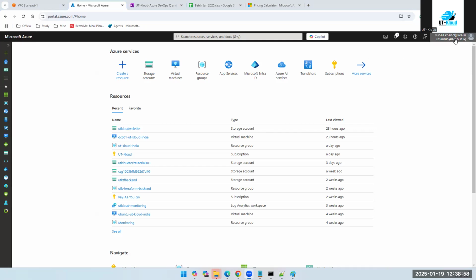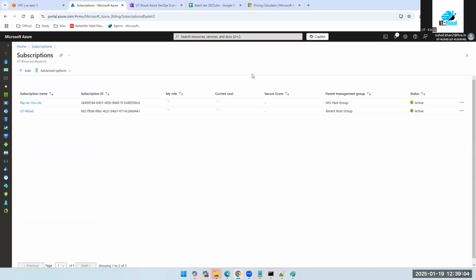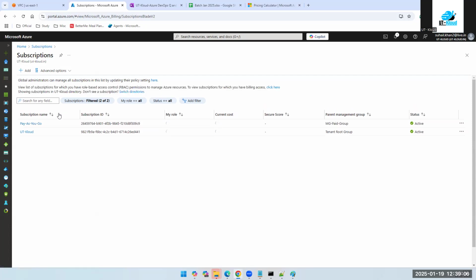So look at this. This is my tenant, UT-Kloud. And if I click on subscriptions, I have two of them. One is pay as you go. This is just a name, तो ये नाम पे मत जाना, इनका टाइप एक अलग चीज है. This is just a name. So one is pay as you go. इसका टाइप भी pay as you go है.